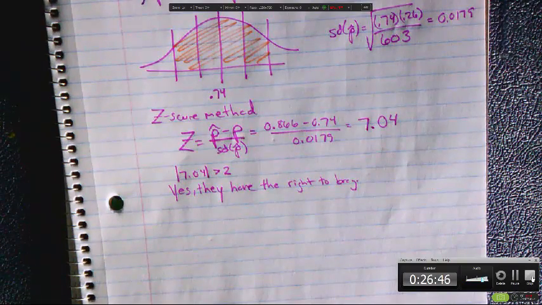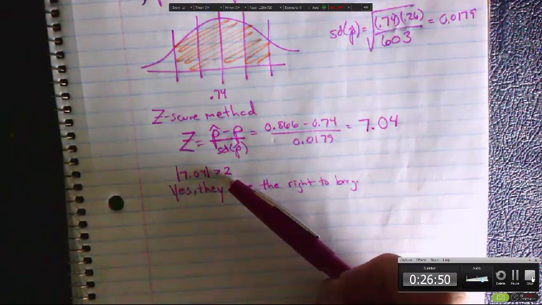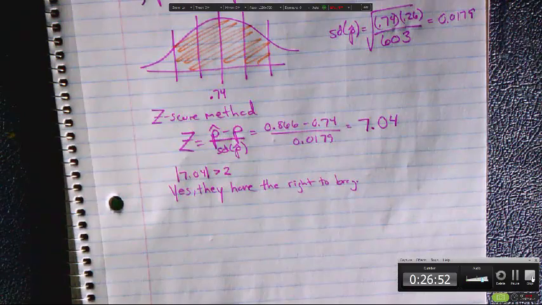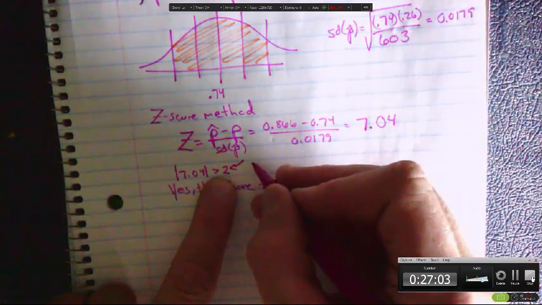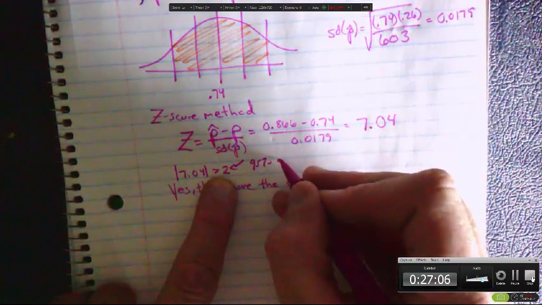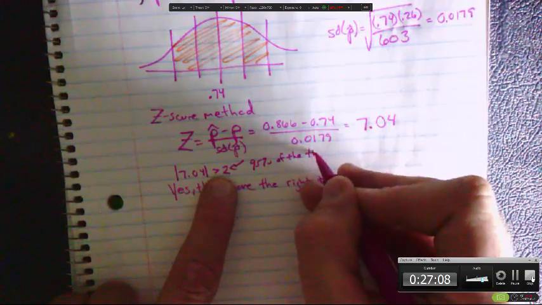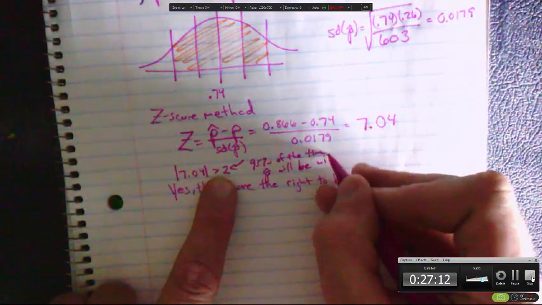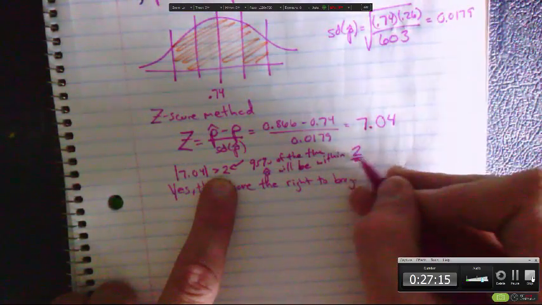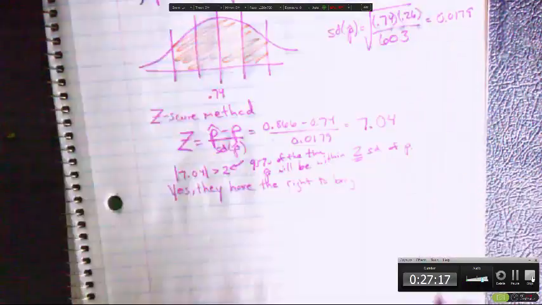What was the 2 from again? Because the empirical rule says 95% of the time we should be within 2 standard deviations. And 7.04 is greater than 2, so it's more than 2 standard deviations away. The empirical rule says 95% of the time, p hat will be within 2 standard deviations of p.